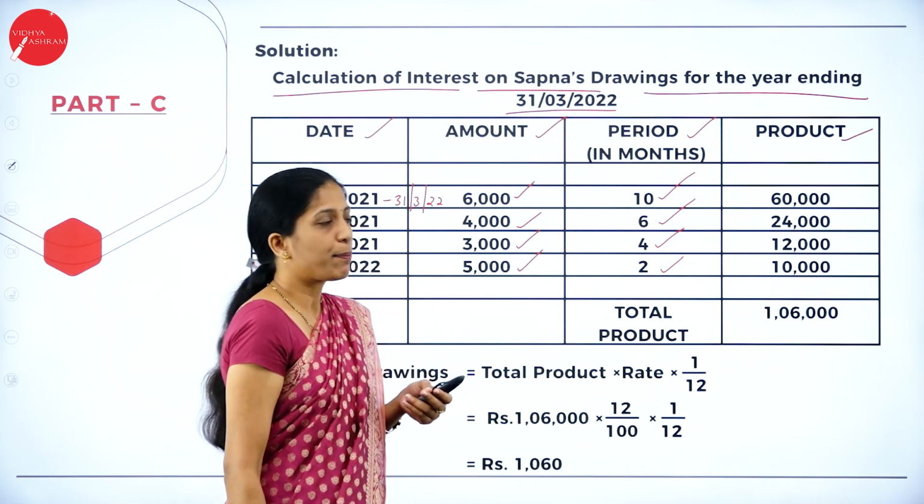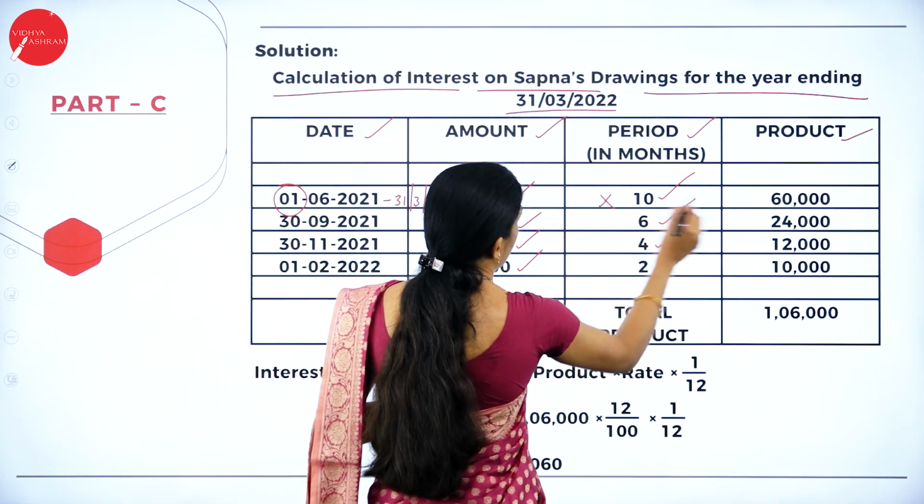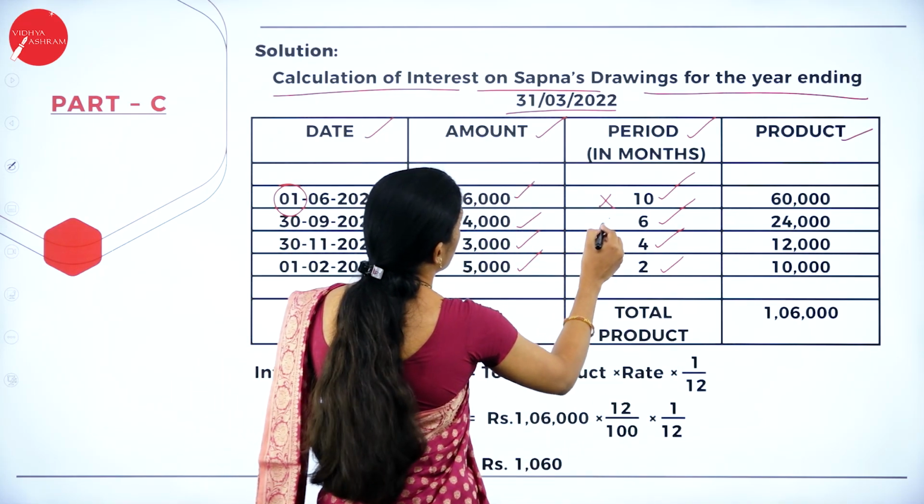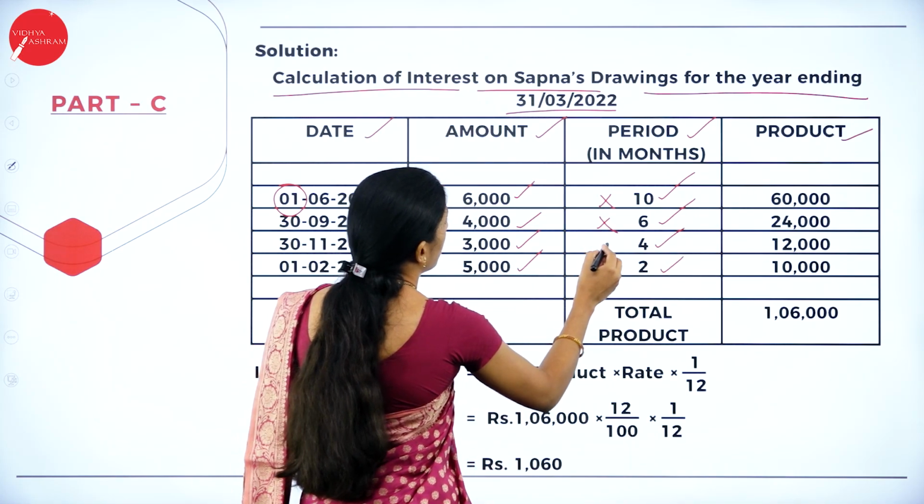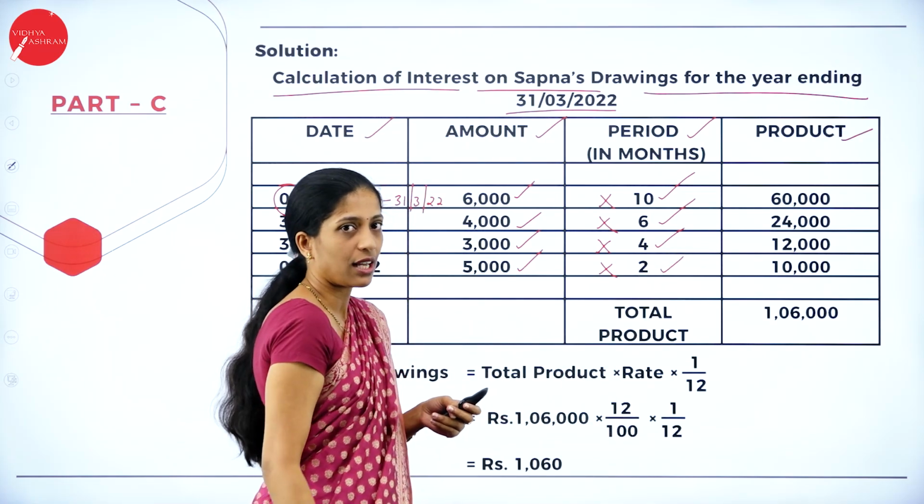Now, how to calculate the product? Amount into period. So, 6,000 into 10, that is 60,000. 4,000 into 6, 24,000. 3,000 into 4, 12,000. 5,000 into 2, 10,000.